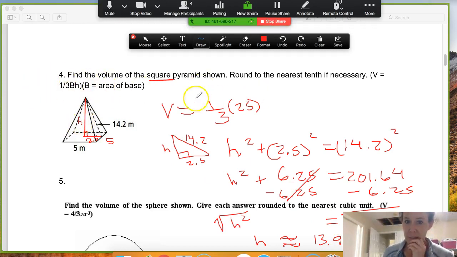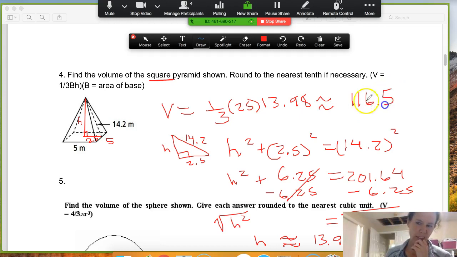Now I'm going to plug this into my formula. My volume is 1/3 the area of the base times the height, which is about 13.98. And let's go ahead and do the math. Multiply that by 25 and then divide it by 3. So I'm going to get approximately 116.48, or 116.5. It's volume. This is meters, this is meters, and this is meters. So it's going to be meters cubed.